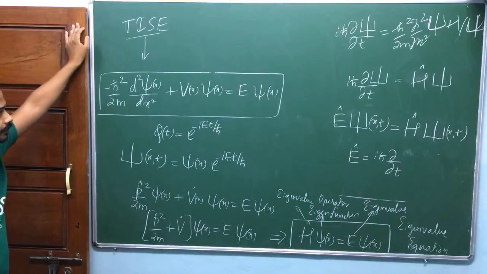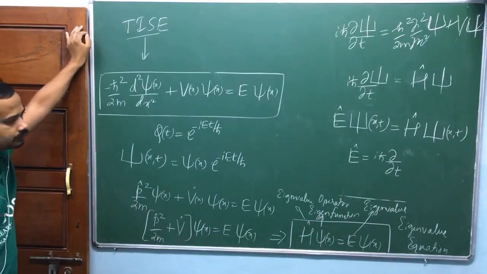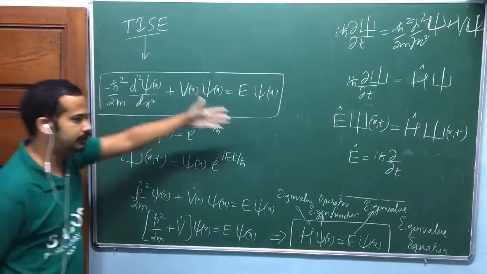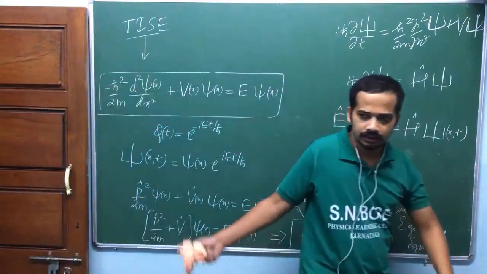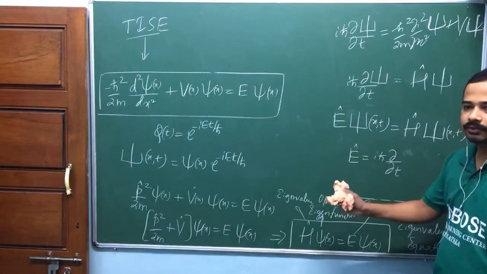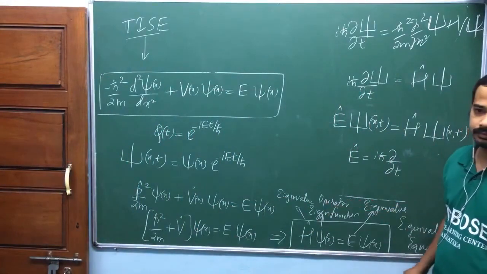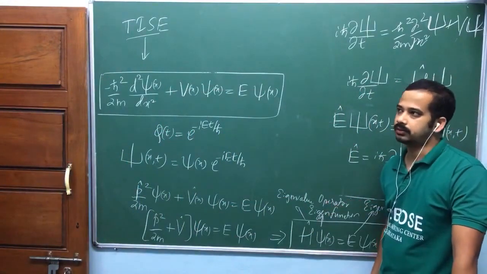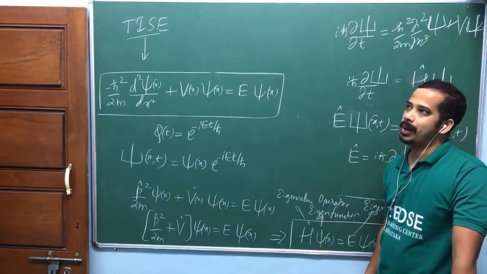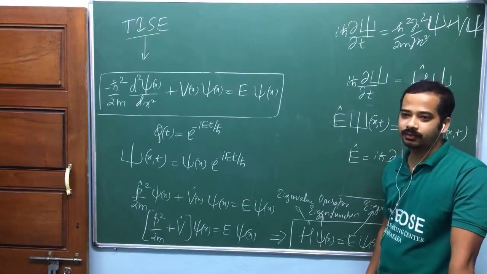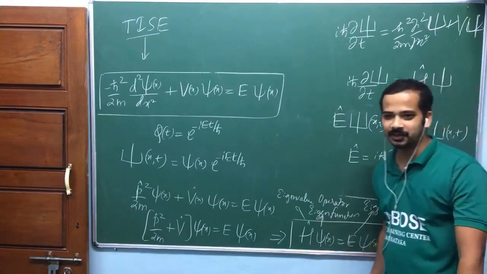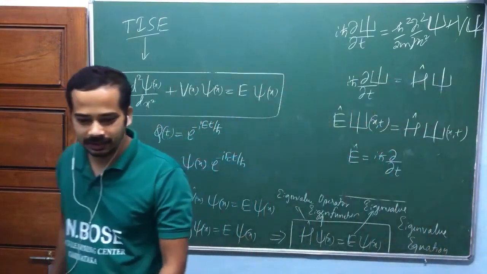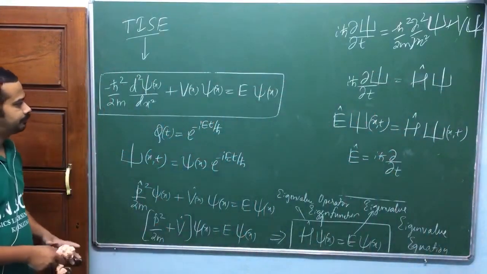Over? Sir, E cap and H cap are both almost the same. They play a similar role. We shall see in some problem later. In place of H cap, you can put E cap, and you will get the answer. But for the time independent function, you can't use E cap. You will get 0 only when you operate that one. That's the difference.